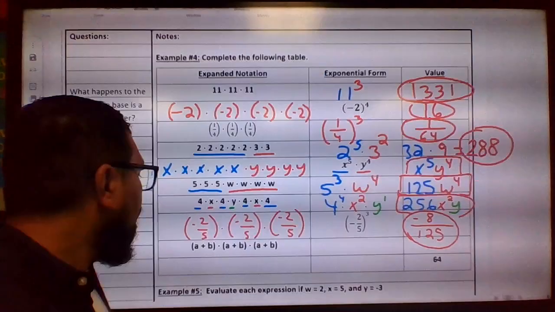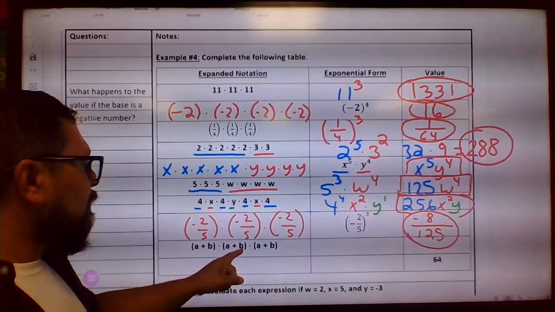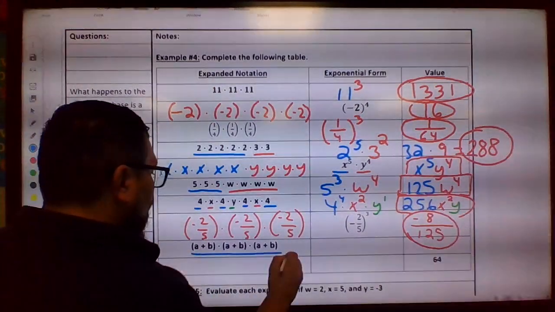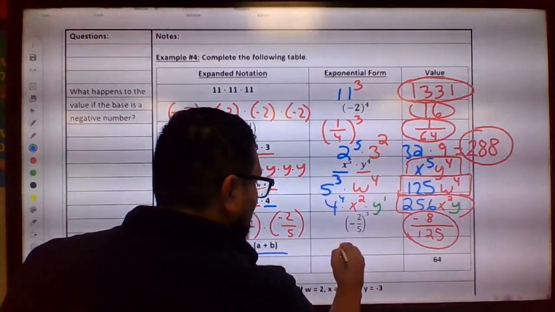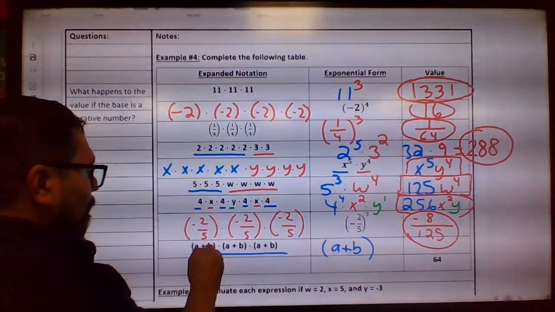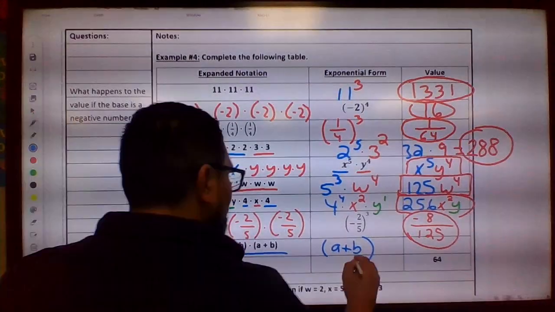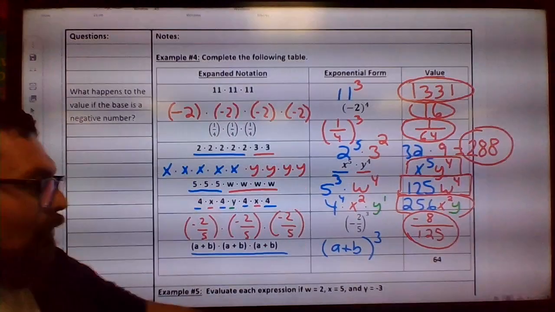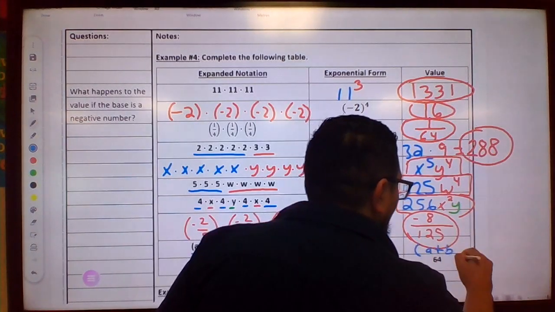All right, on the last, we're over here almost to the end. So a plus b times a plus b times a plus b. Okay, so this is the base. That's all the base: a plus b, a plus b, a plus b. That's the base, so that's what you would write here, a plus b. And because it's in parentheses, you put it in parentheses too. How many are there? There are three of them. So a plus b to the third. That's it. And then over here, since we don't know what a or b is, it's the same thing. A plus b to the third.